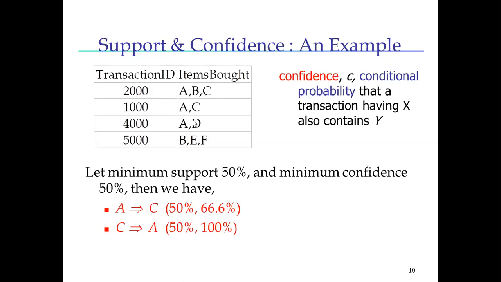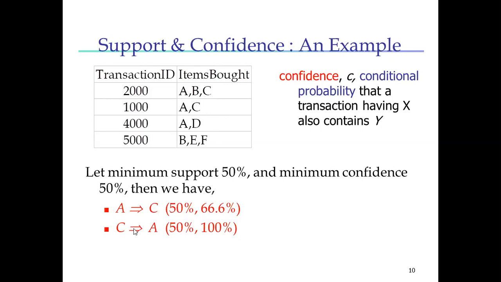In total, out of 4 transactions, A is in 3 transactions. So skip this last transaction for our case to calculate this confidence. Out of these 3, A and C will be A, provided that the having also contains the C. So out of this first 3, this will be 33.33, this will be 33.33. So the confidence is 66.66.